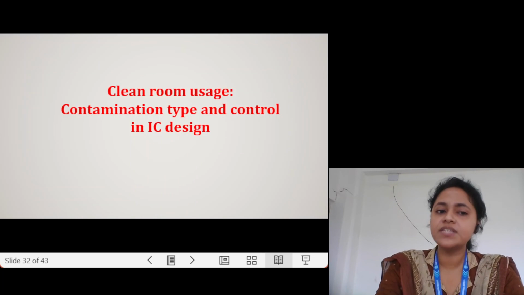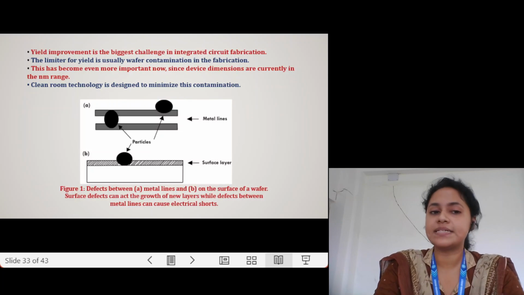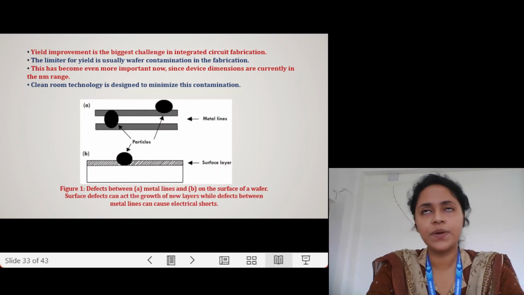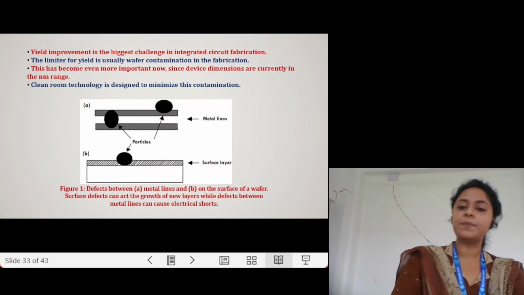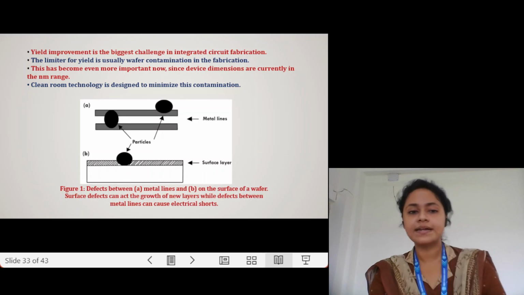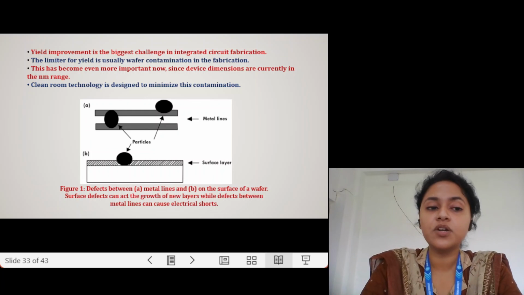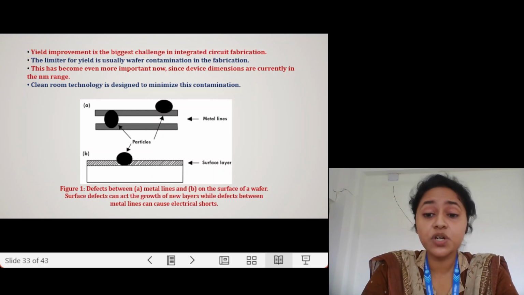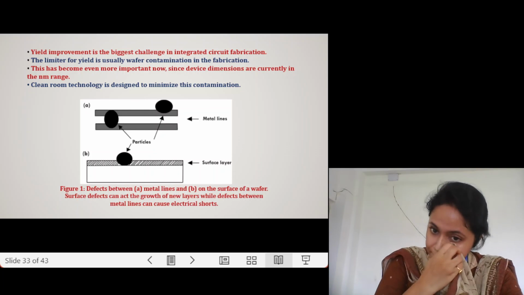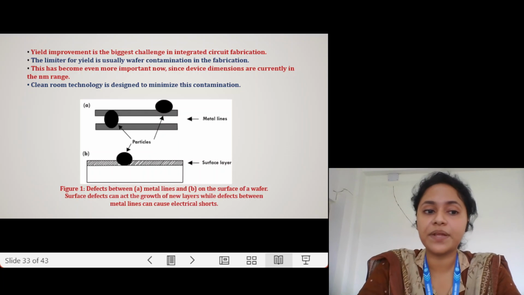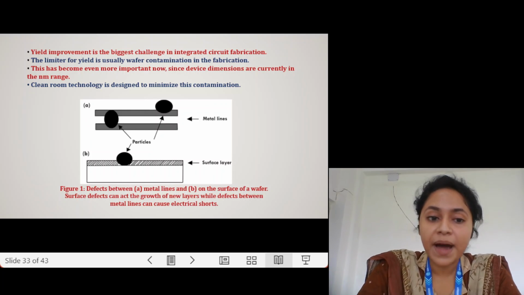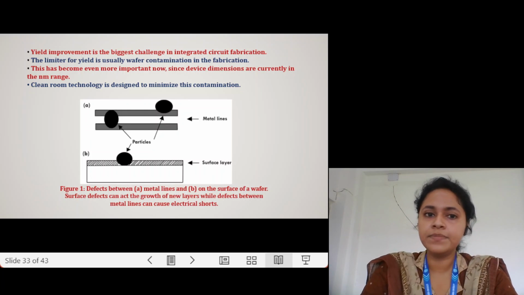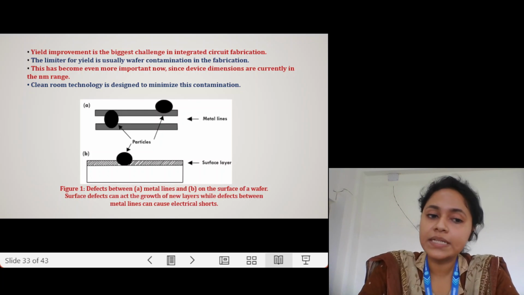So the clean room usage is contamination type and control. In IC design, you will understand that yield improvement is the biggest challenge. Nowadays, with IC technology implementing nanotechnology, whatever IC you are getting designed, the main thing is you need to improve the yield. That is the biggest challenge. So during the fabrication process, you need to sort out those things. By using clean room technology, you can eliminate all those problems that happen during the fabrication process.